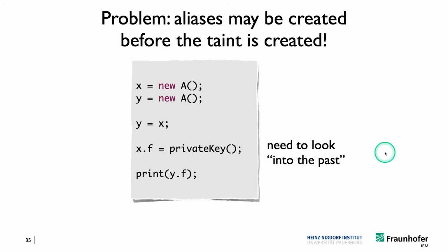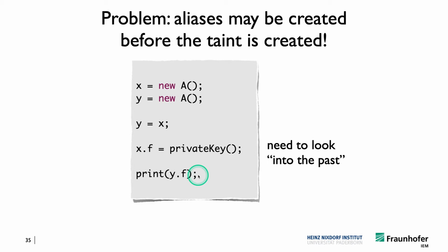But there's still one interesting challenge, and that is that aliases may be created before an actual taint is created. So let's take a look at this example. Here we have two objects x and y, and we alias them, okay? And only after that we actually start with a taint flow analysis, right? So here is where the analysis will find its source, and this is where it will find its sink, and it will try to detect a data flow between the source and the sink.